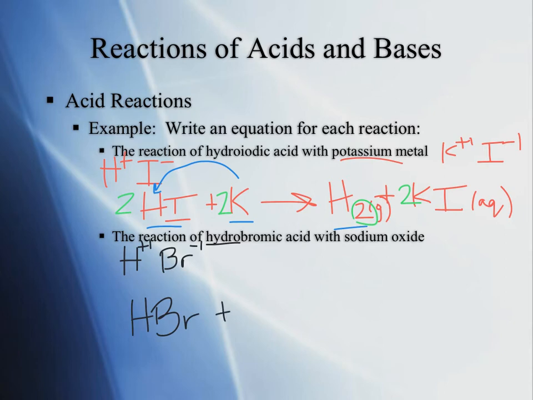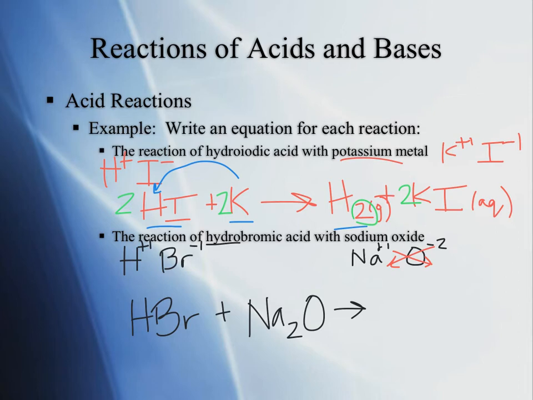And it's going to react with sodium oxide. So sodium and oxygen are hooking up. Sodium's a +1 charge, oxygen's a -2 charge. This one doesn't cancel out right away, so we do need to crisscross those numbers, and we end up with Na2O. Here are our reactants, HBr and Na2O. And now we have to figure out what they make in the end.